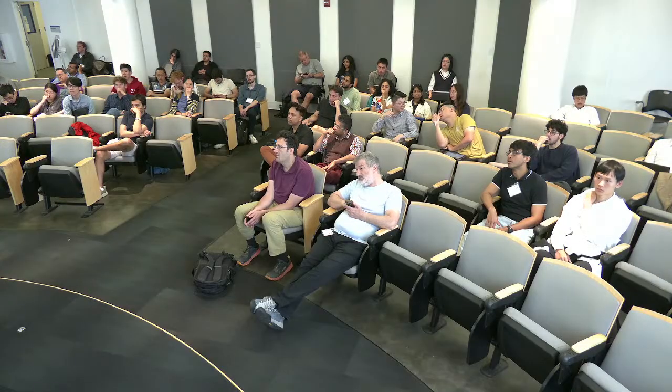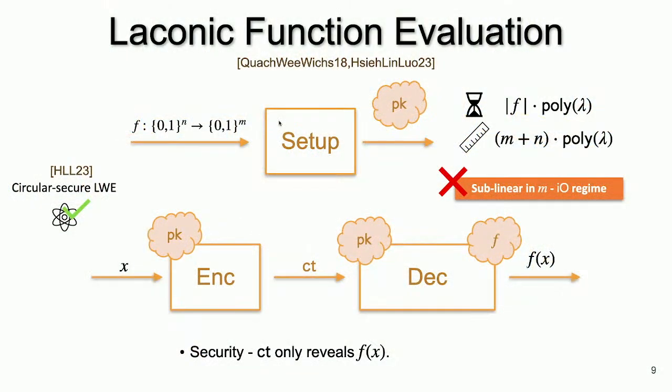So the security says that the ciphertext should only reveal f of x. It's like a natural security property. And this is the entire Laconic function evaluation framework that you need to know. Okay, so we'll be using this to get all the way to succinct randomized encodings.